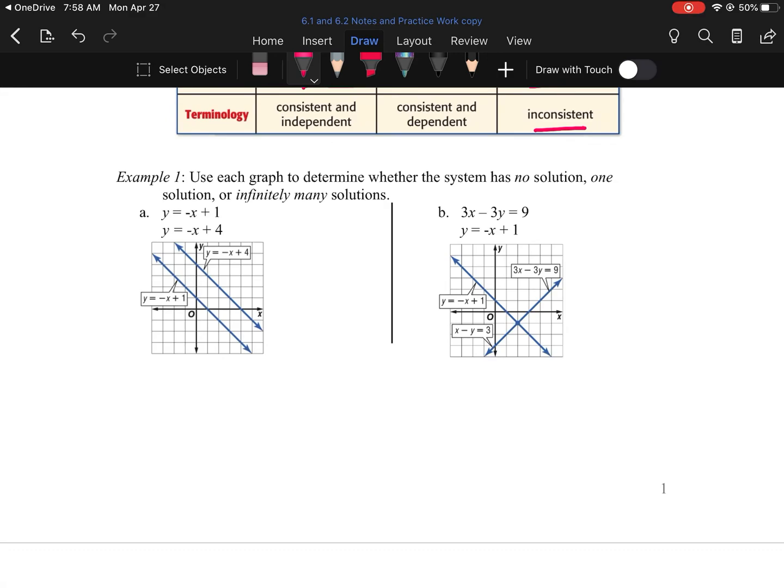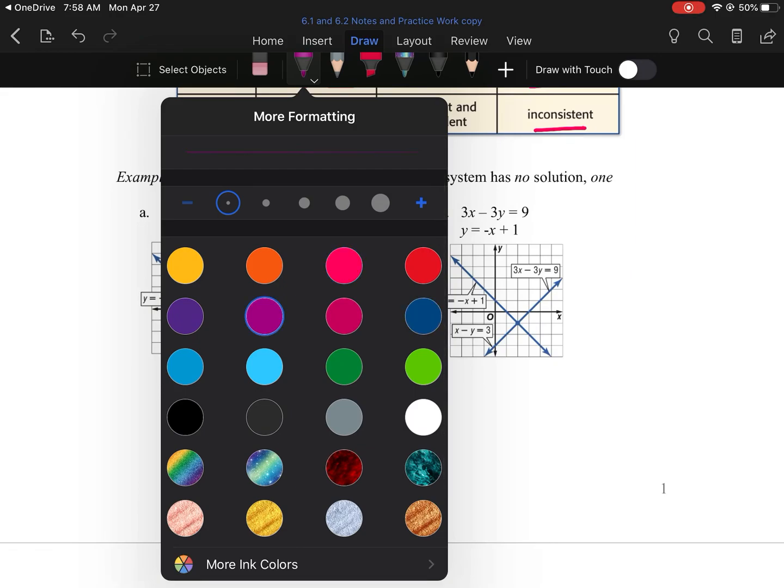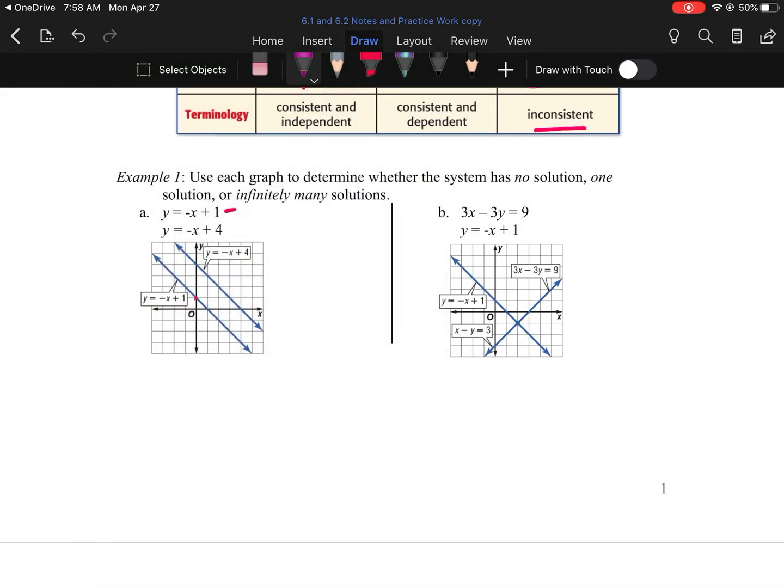So if we look at our first one, we have y equals negative x plus 1 and y equals negative x plus 4. They have labeled each line for us, but we can tell the difference because negative x plus 1, well, that one intersects right there at 1 on the y-axis, and negative x plus 4 intersects at 4 on the y-axis. So when we look at those two, we can see that those two never touch. So that means it has no solution. And we can go a step further and say that it's inconsistent.